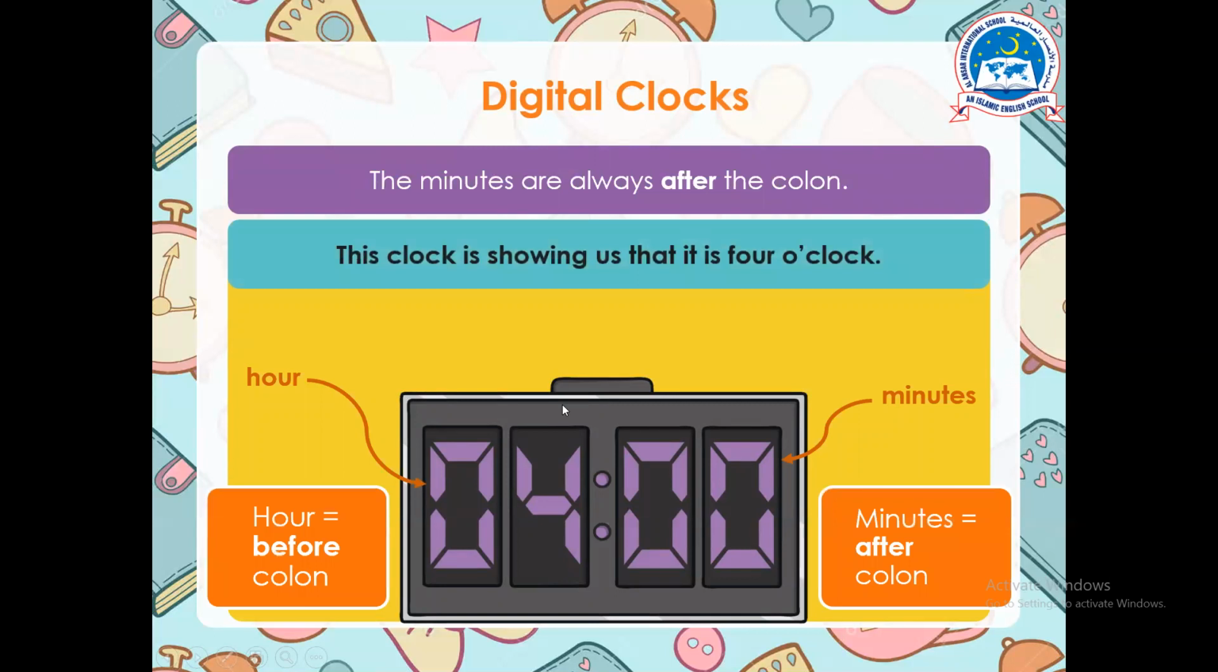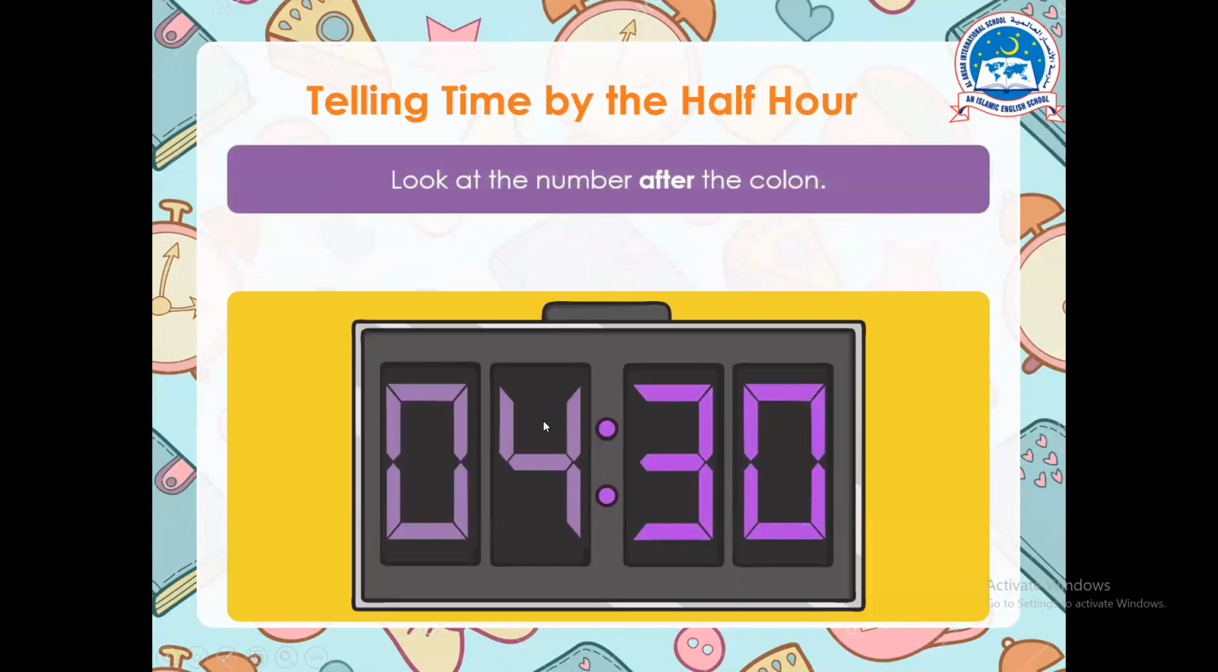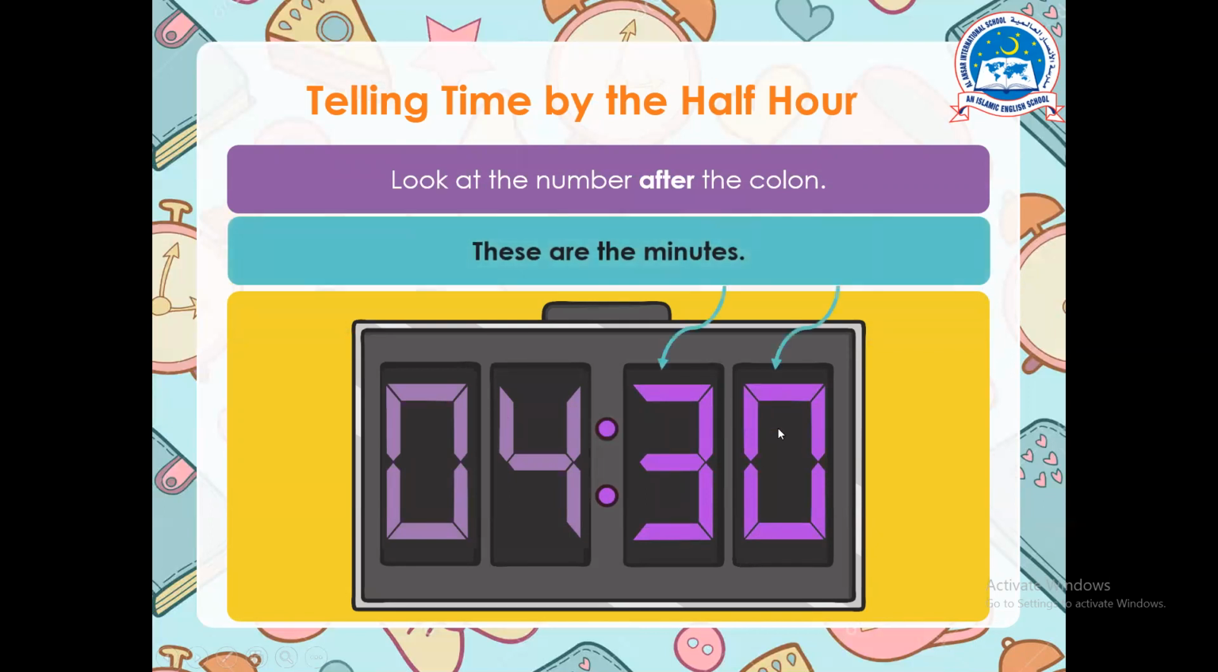This clock is showing us it is 4 o'clock. Can you see? It is 4 and the minutes are 00. It means it's 4 o'clock. Look at the number here after the colon. What is this number? 30. 30 minutes, right? These are the minutes. There are 30 minutes in half an hour.